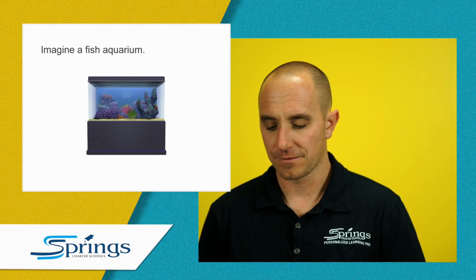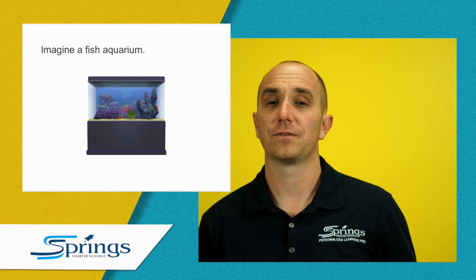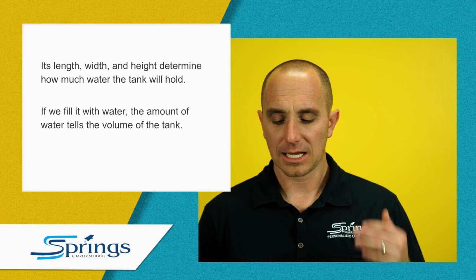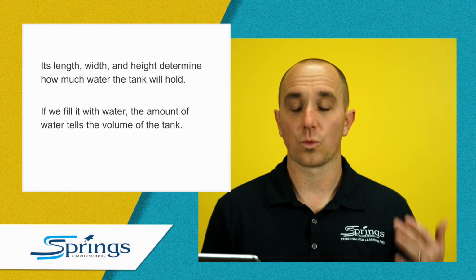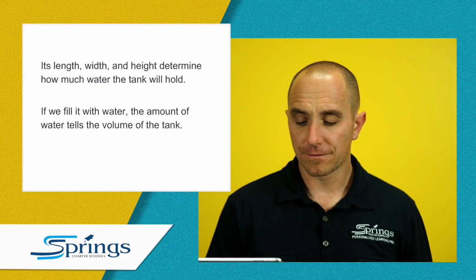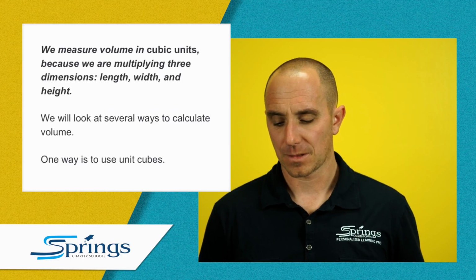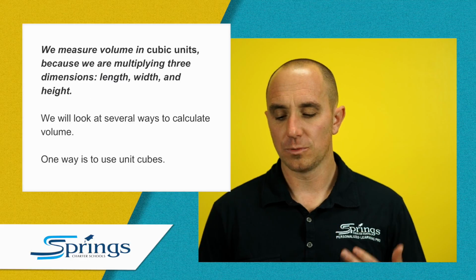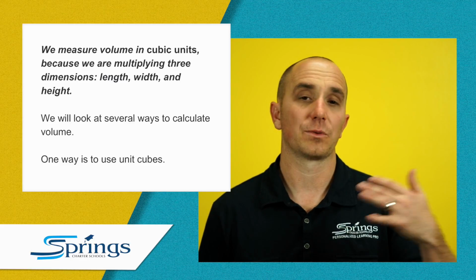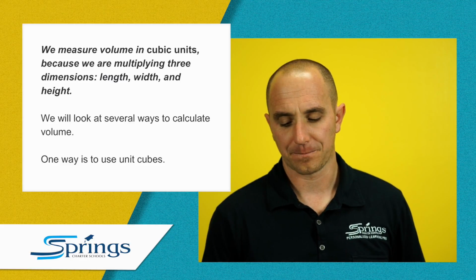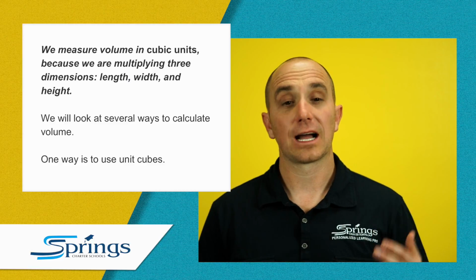Imagine we have a fish aquarium; you can see one here to help you visualize it. Its length, width, and height determine how much water the tank will hold. If we fill it with water, the amount of water tells the volume of the tank. We measure volume in cubic units because we're multiplying 3 numbers together: length, width, and height. Now, we will look at several ways to calculate volume.